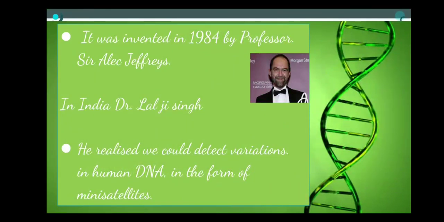DNA fingerprinting was invented in 1984 by Professor Sir Alec Jeffreys. In India the father of DNA fingerprinting is Dr. Lalji Singh. If we talk about its history, in the early 90s Professor Alec Jeffreys realized that there is some variation in human DNA by means of which we can identify animals, humans and other things. That particular sequence, by means of which we can identify the variation between persons, is called a mini satellite, which is a non-coding sequence.